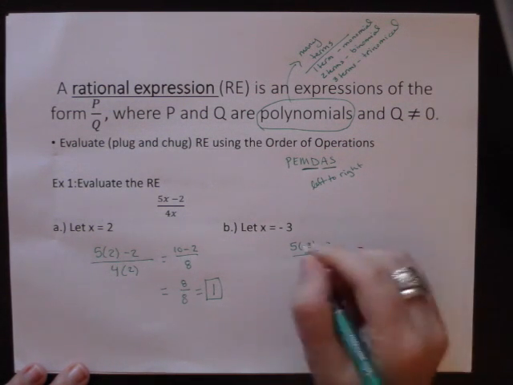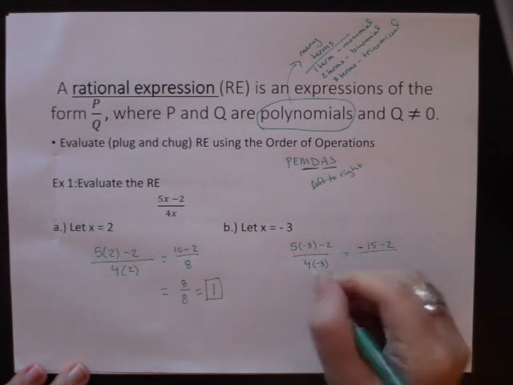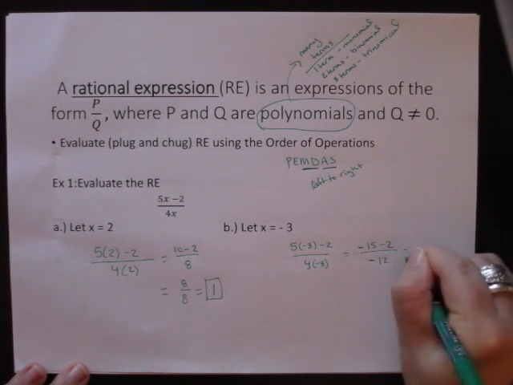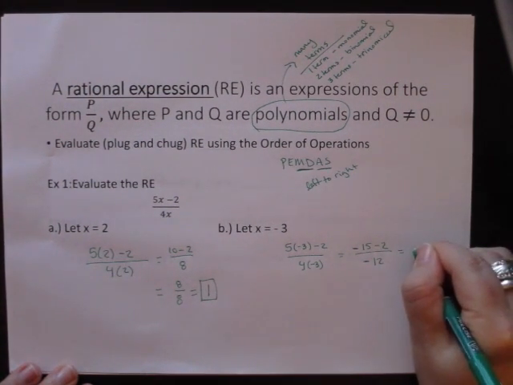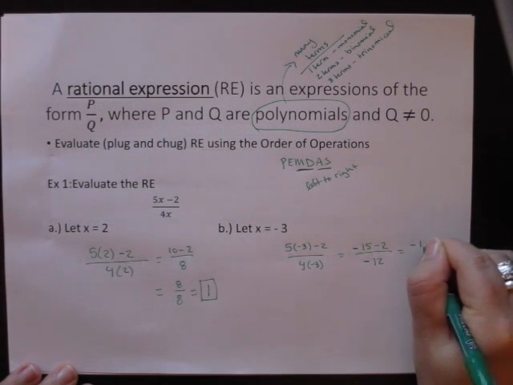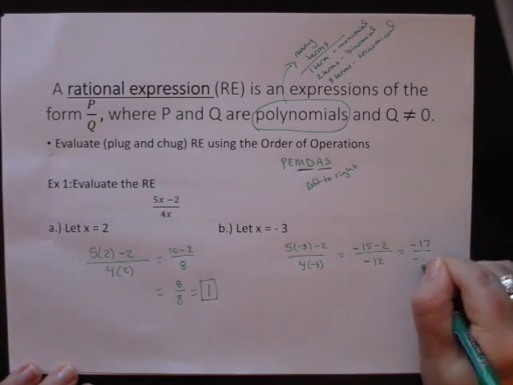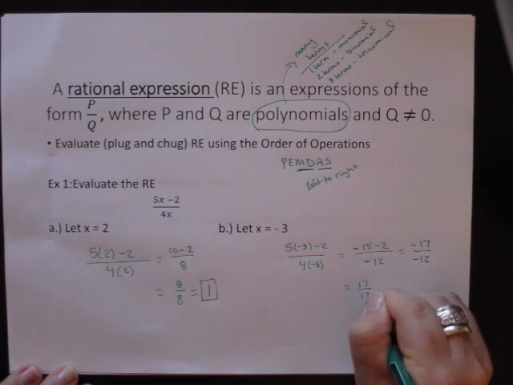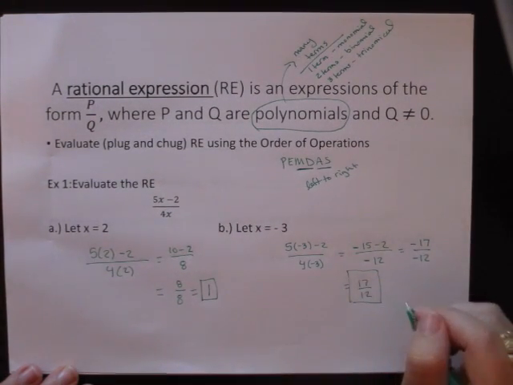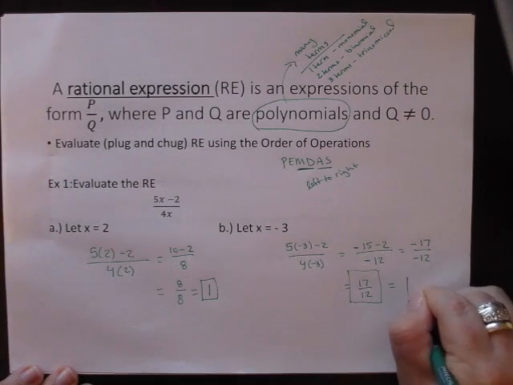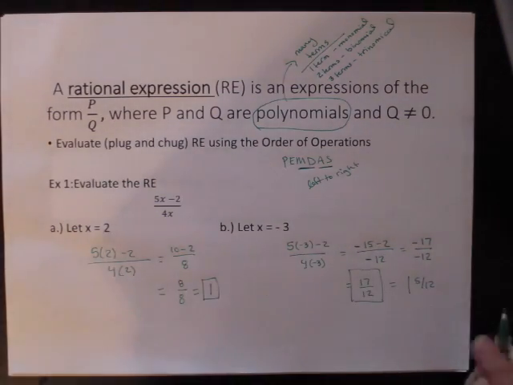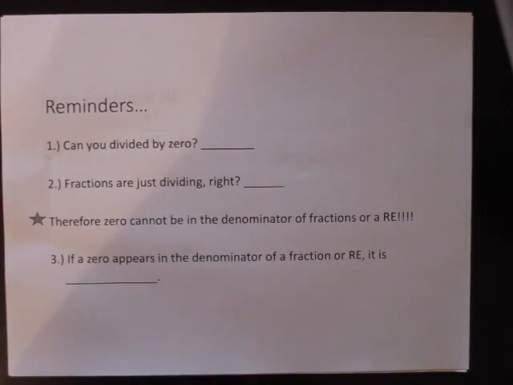Positive times a negative is a negative. 5 times 3 is 15 minus 2. Positive times a negative is a negative. 4 times 3 is going to be 12. So if I clean this up, that's going to be negative 17 over negative 12. Now, whenever we have a negative over a negative, that turns into a positive, so it would be 17 over 12. And I am a-okay with you leaving it just like this, or if you want to turn it into a mixed fraction, it could be 1 and 5/12. Do you have to do that? Absolutely not. If you leave it as an improper fraction that is reduced as much as possible, I'm good to go.